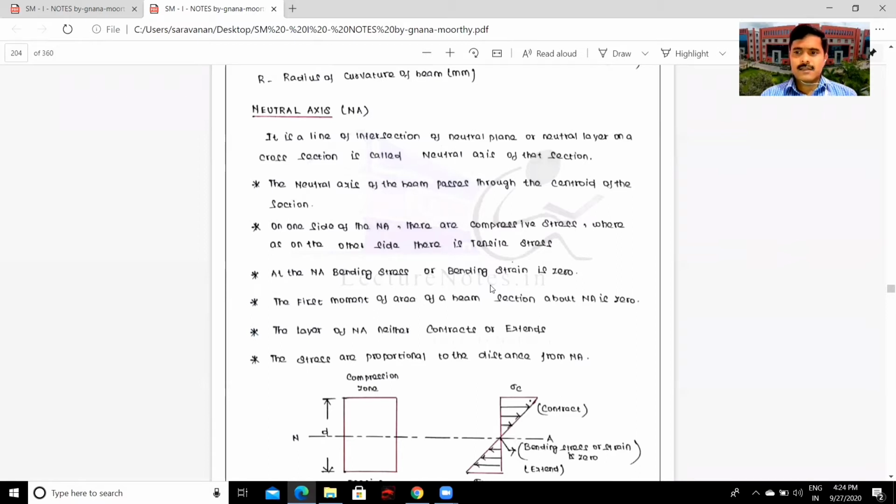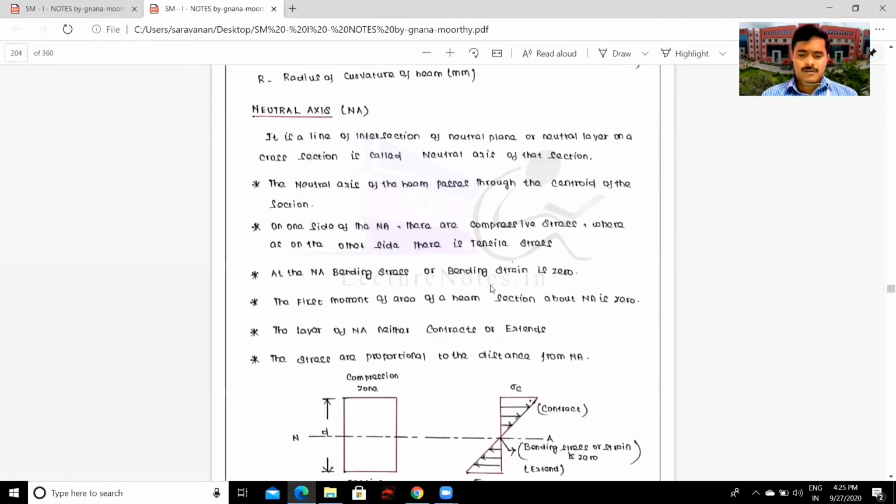In that we discussed what is the bending stress. Right. So, what do you mean by theory of simple bending? What are the assumptions made in the theory of simple bending? And what do you mean by pure bending? And derivation of bending equation. Right. M by I is equal to sigma by y is equal to E by R. So we have derived the bending equation, M by I is equal to sigma by y equal to E by R.